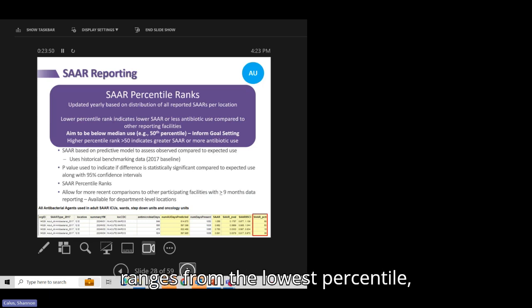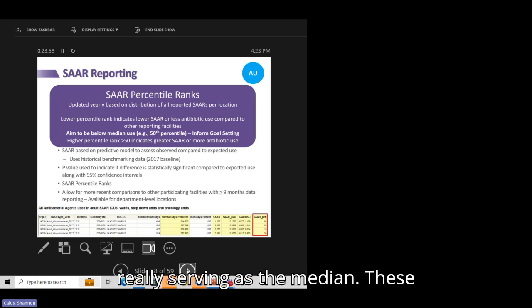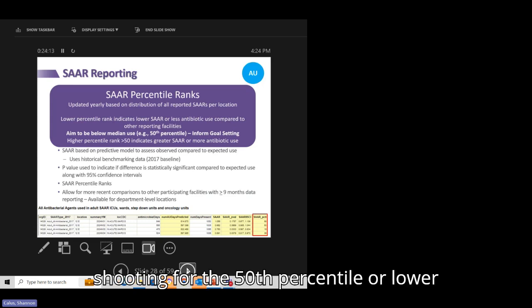This ranges from the lowest percentile, obviously less use compared to other sites, to the highest percentile, more use than other sites, and that 50th percentile really serving as the median. These ranks, again, are updated on a near yearly basis. I don't think I've seen 2023 yet, but 2022 is available. And this is per location. So again, you probably want to be shooting for the 50th percentile or lower in most of these cases.